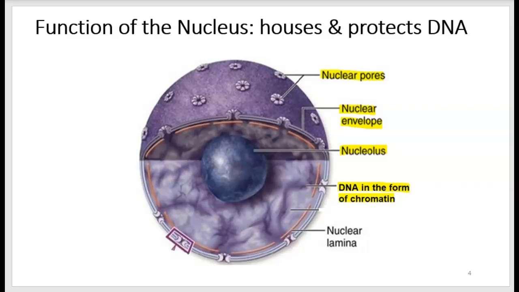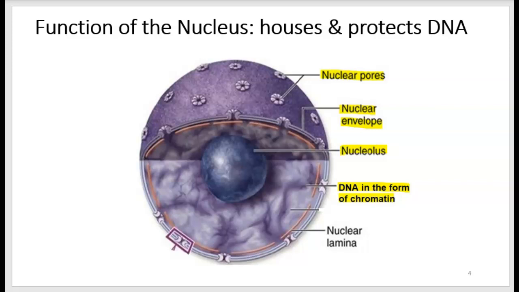So we're going to start with the nucleus, and as I mentioned, most cells have just one. The cells that are anucleate are red blood cells. That means without a nucleus. Cells that are multinucleated are muscle cells. Not all muscle cells, but some muscle cells.